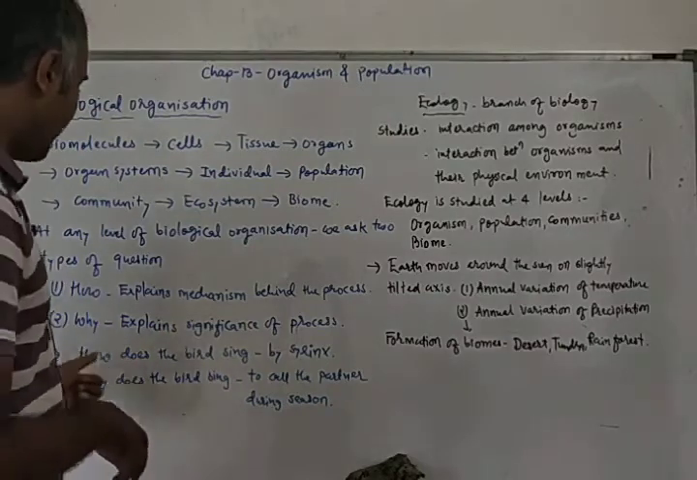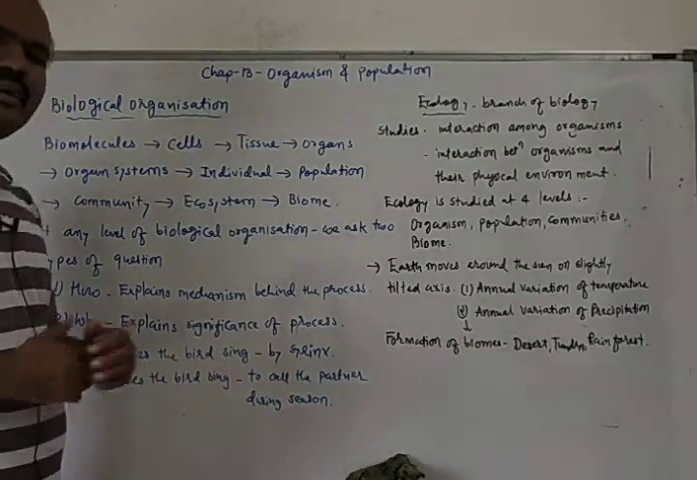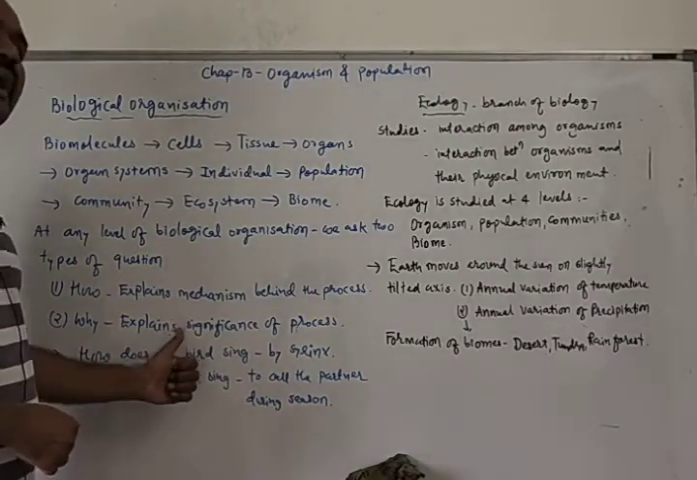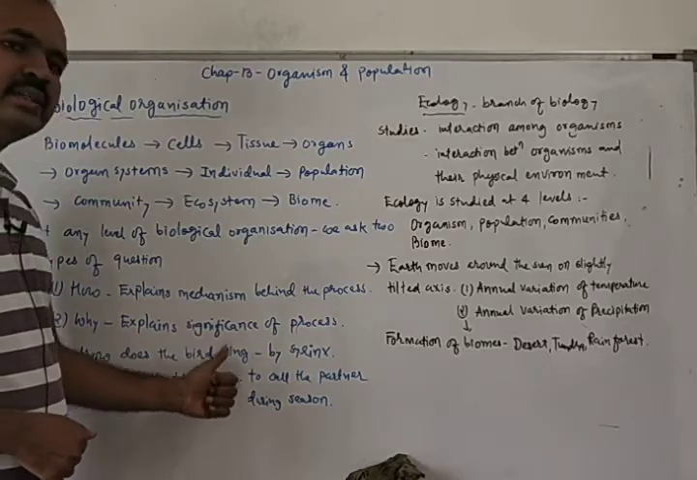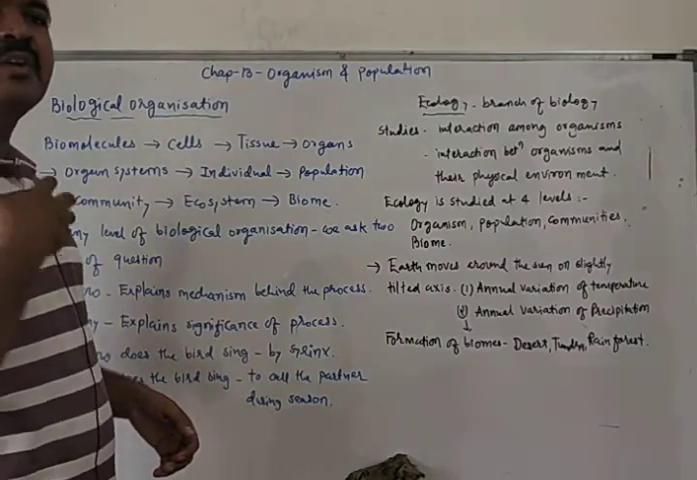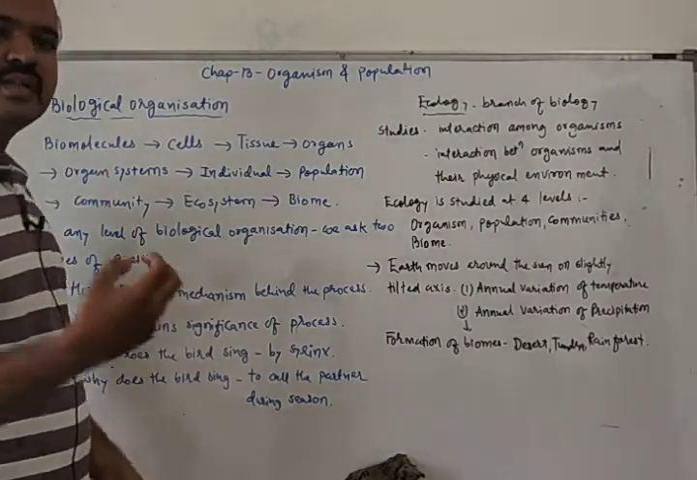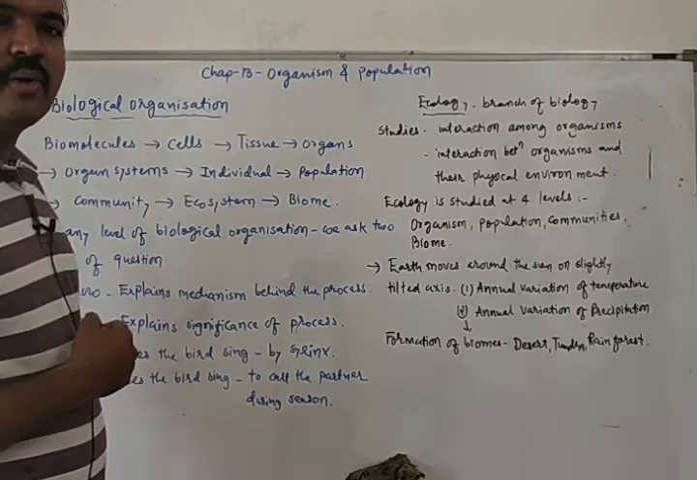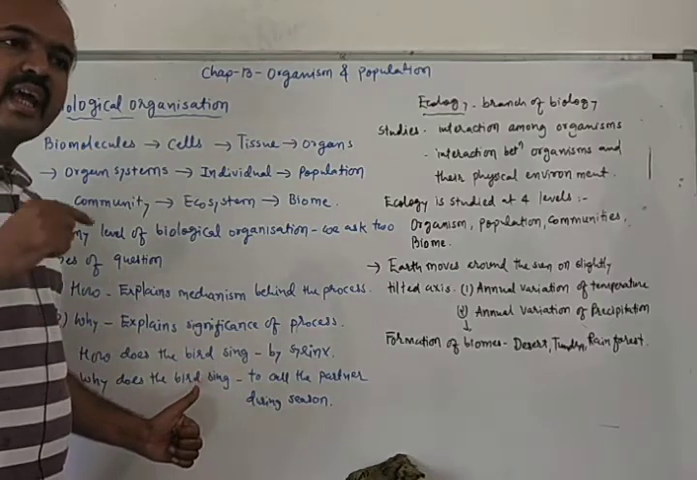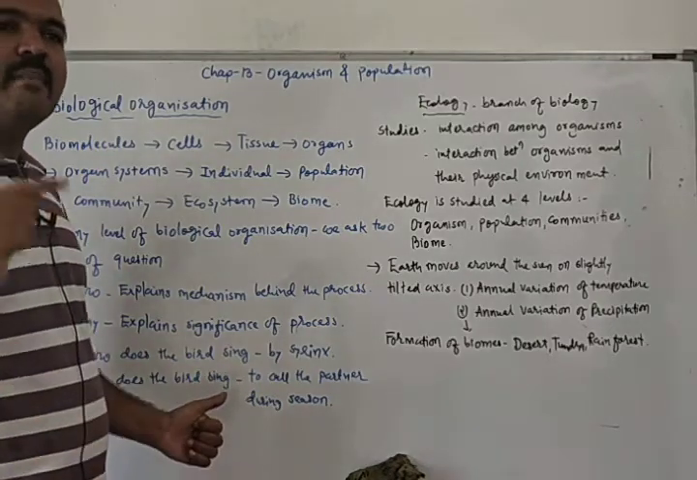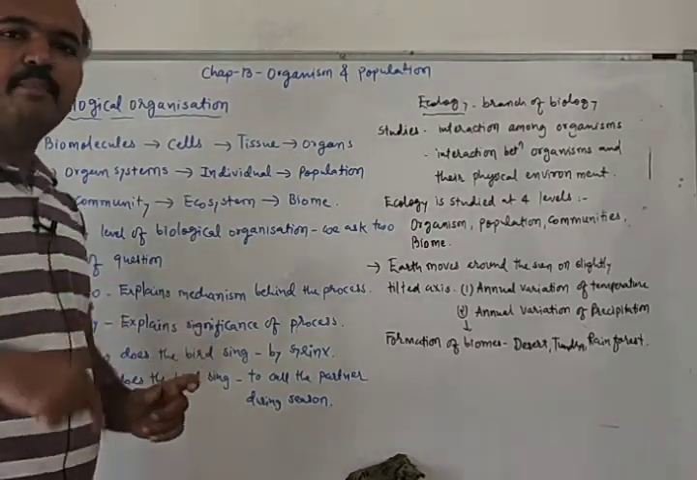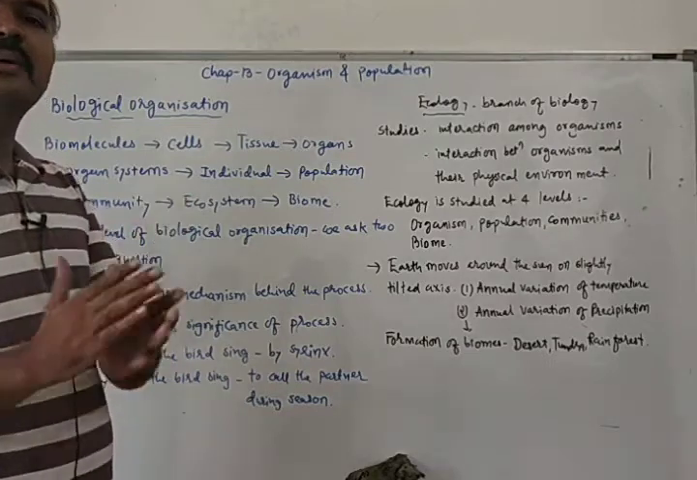Say for example, how does the bird sing? That is a question. The answer will be that the bird sings with the help of syrinx. In our body we have the larynx, whereas birds have the syrinx which produces sound. So in this manner we can explain the mechanism behind the process, that the bird is singing with the help of the syrinx.